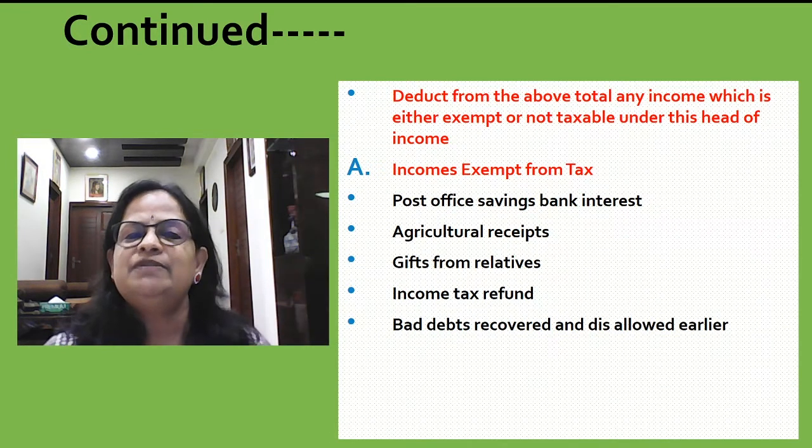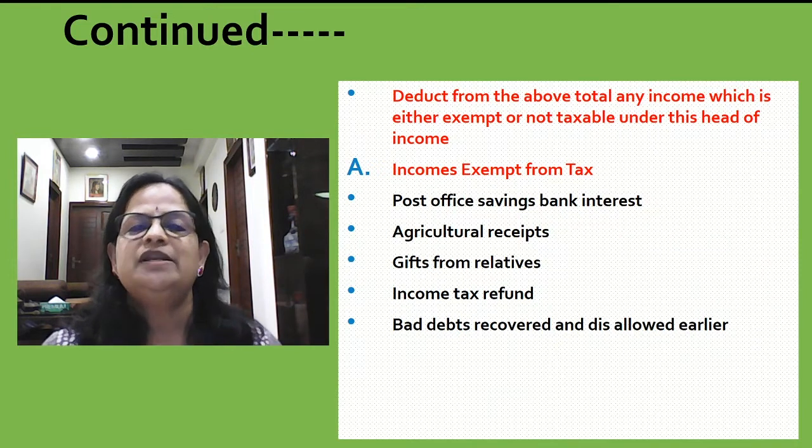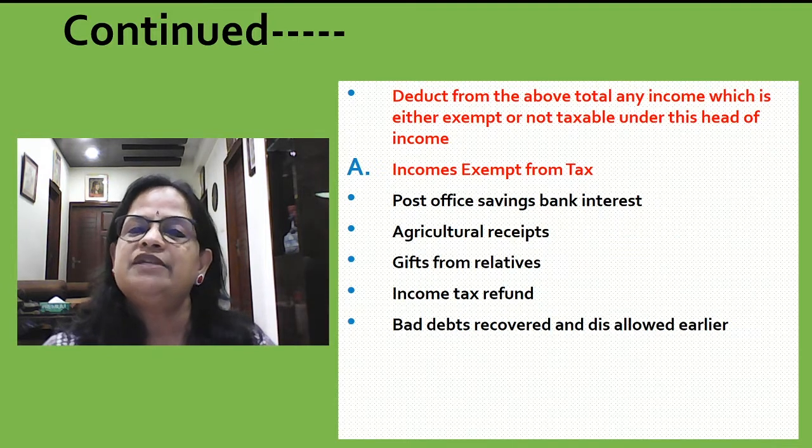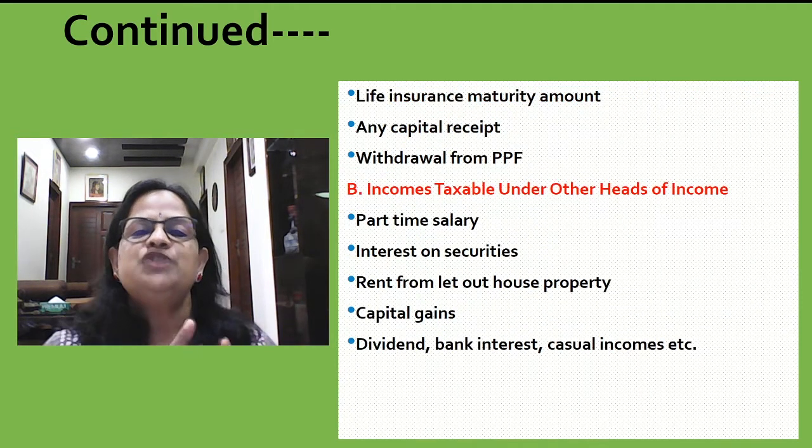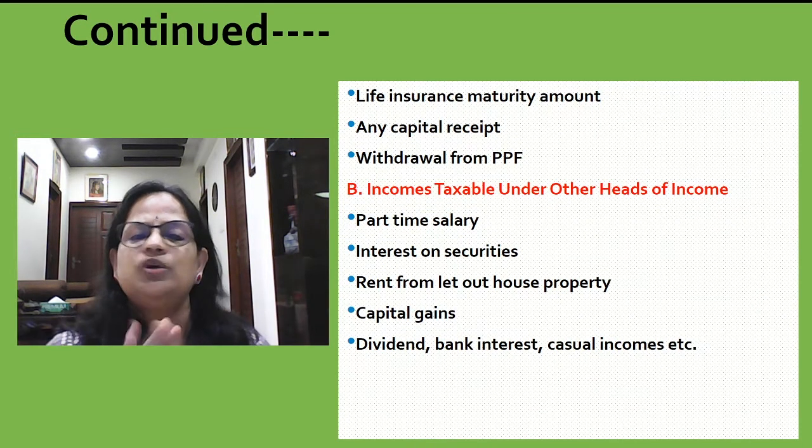What all are exempted incomes? Post office savings bank interest exempted, agricultural receipts exempted, gifts from relatives exempted, income tax refund exempted, bad debts recovered and disallowed earlier. Now, life insurance maturity amount, it's an exempted amount, it's not taxable. Any capital receipt, if they're getting any capital receipt, it is exempted.